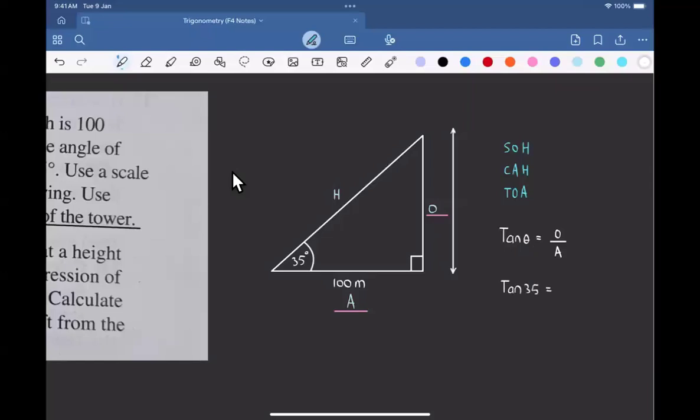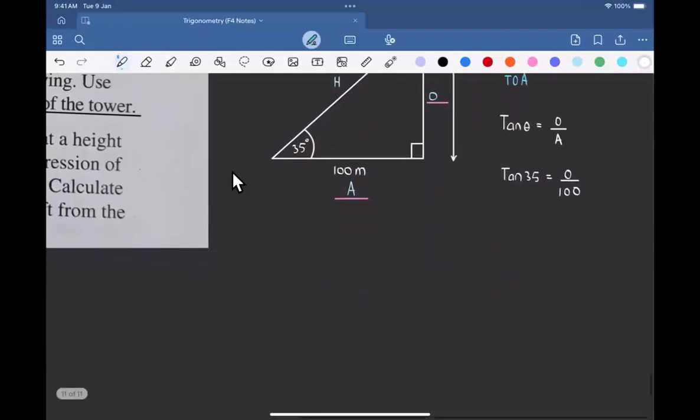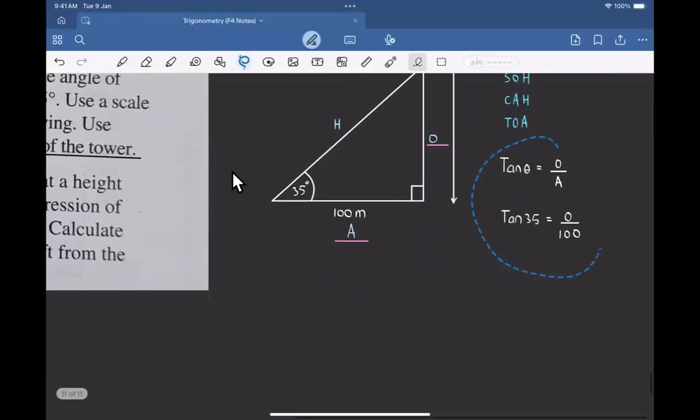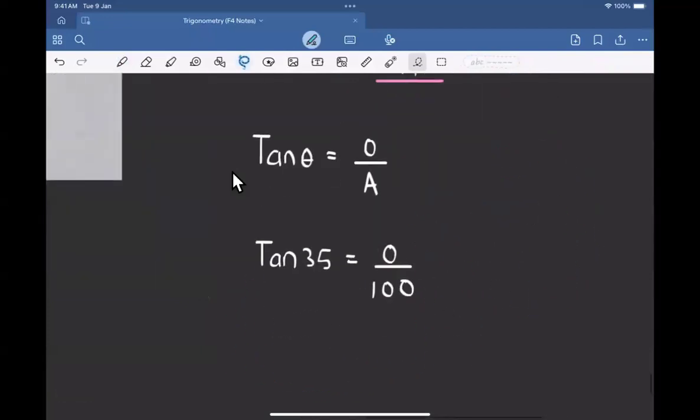Do we know what the opposite is? No. Do we know what the adjacent is? Yeah, the adjacent is 100 meters. Now that you have two fractions, what are you gonna do? Cross multiply.